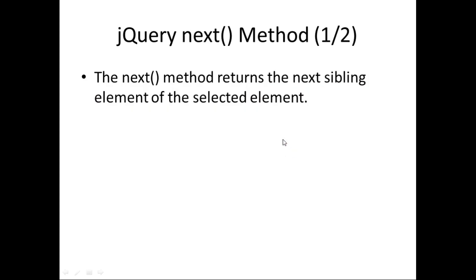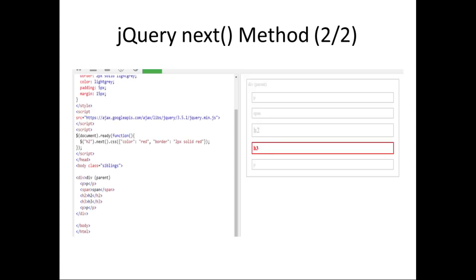We also have the next method. The next method returns the next sibling element of the selected element. So again, we have the same code here. So we have the division, the parent, we have the paragraph, span, H2, H3, and another paragraph. And H2 is the selected element. So that next CSS. So if this is the element, then that next is one. So this will be the selected element next to H2.